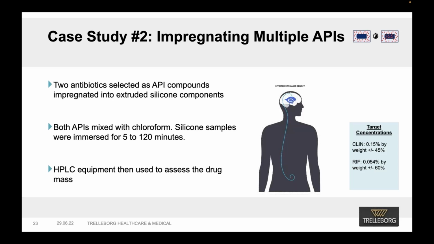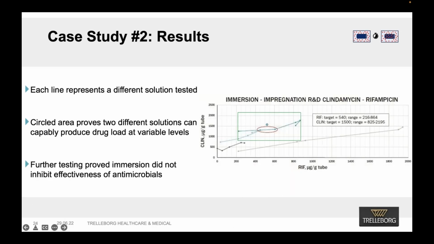And in this situation, we assessed the results with HPLC equipment that helped us understand how much drug we have in those systems. So if we take a look at the results, I'll quickly describe what we're seeing on the right here. Each of these lines with the points does represent a different solution that was tested. So those are important considerations. They're basically the results that we received.